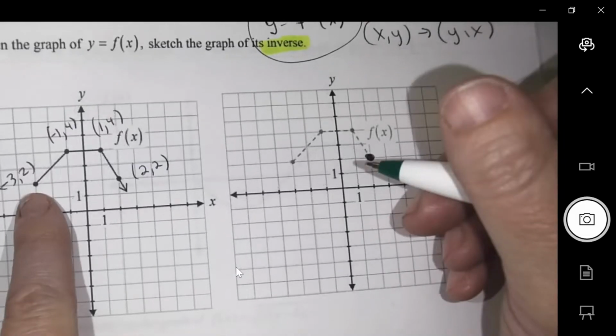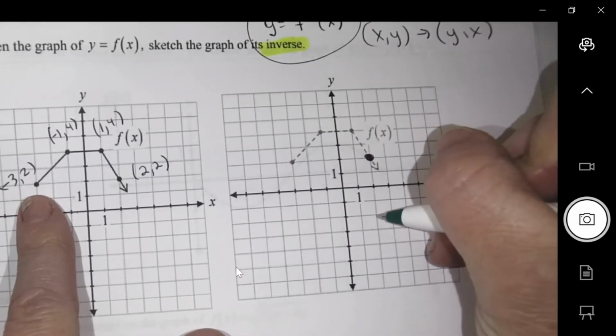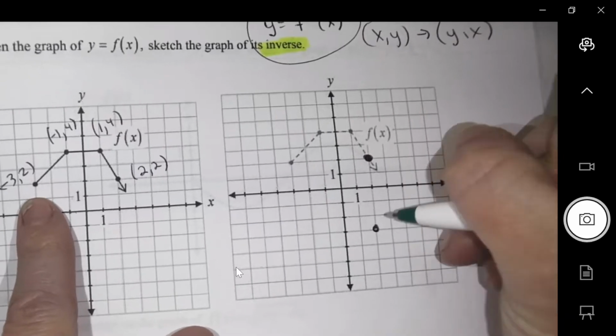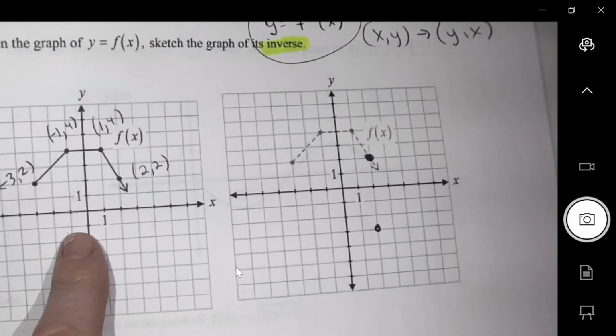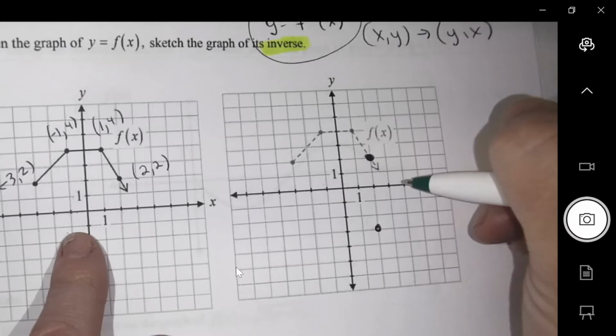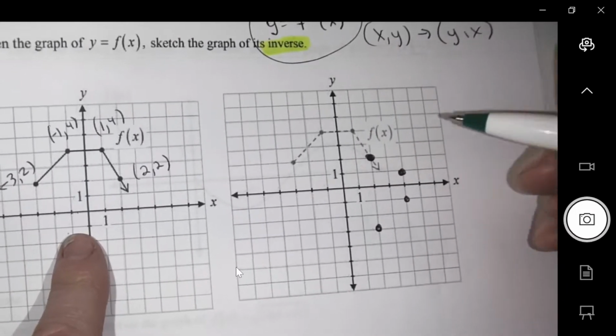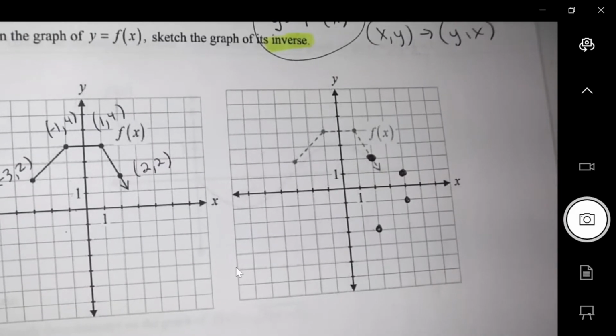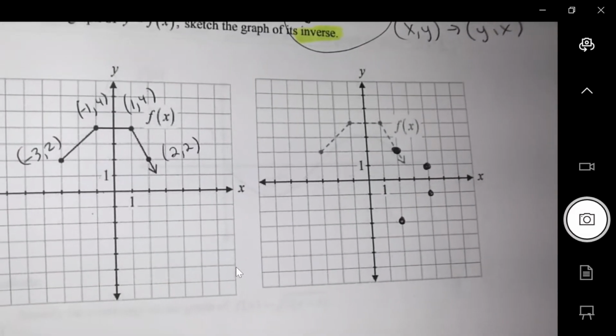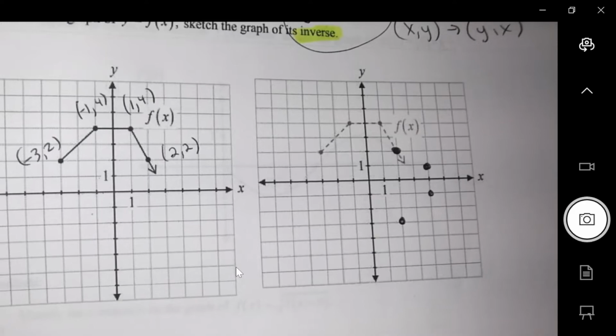Okay, ready? 2, comma, -3. 4, -1. 4, comma, 1. Now, here's what I always do. I always give this question 2 points. 1, did you get those points? And usually that happens. 2 points, did you connect them together, right?